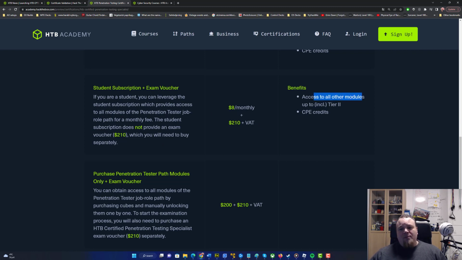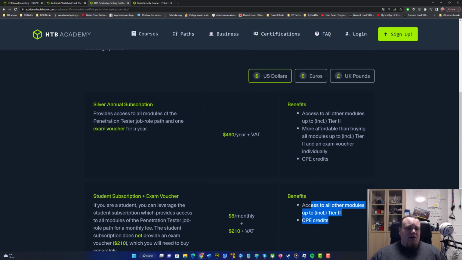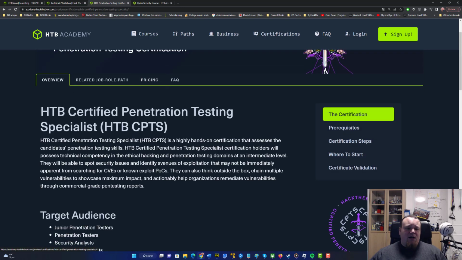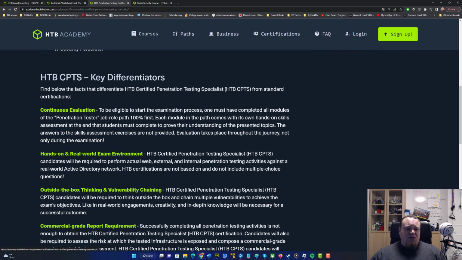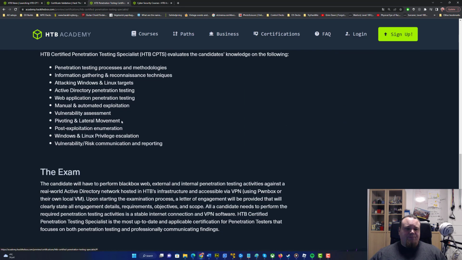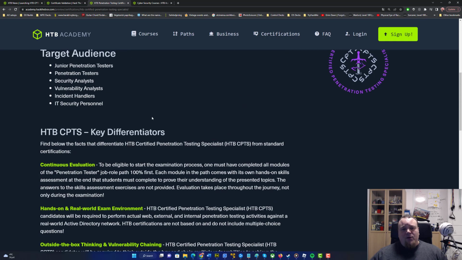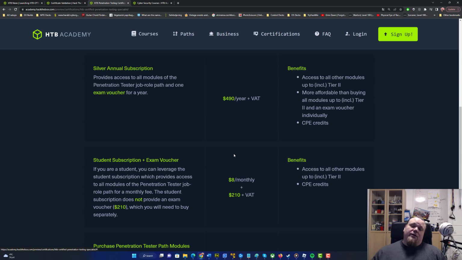Access to all other modules up to and including tier 2. Okay, so it doesn't really sound like this is the same as the job role path. So I think you should definitely research it a bit: target audience, key differences. Take a glance at the knowledge domains, look at the prices, is this for you or not for you? Some people like certifications, others do not like certifications.